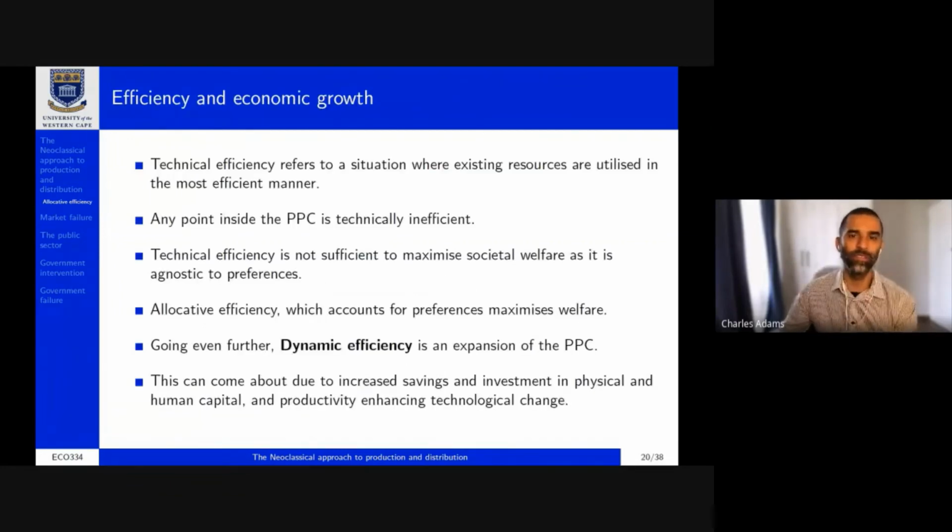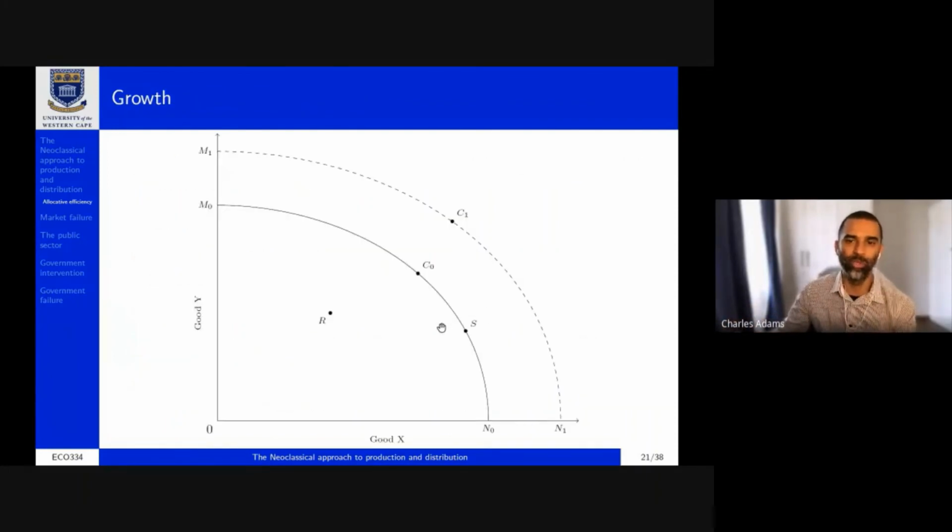Now there's this third type of efficiency that I said was introduced in the text called dynamic efficiency. And again, this just refers to growth in the economy. In other words, it refers to pushing out the production possibilities frontier. So if we start out with the line M0N0 in the economy, so here we have a production possibilities frontier, M0N0. Dynamic efficiency implies shifting this curve out to, say, M1N1, right? And landing on a point, say, C1.